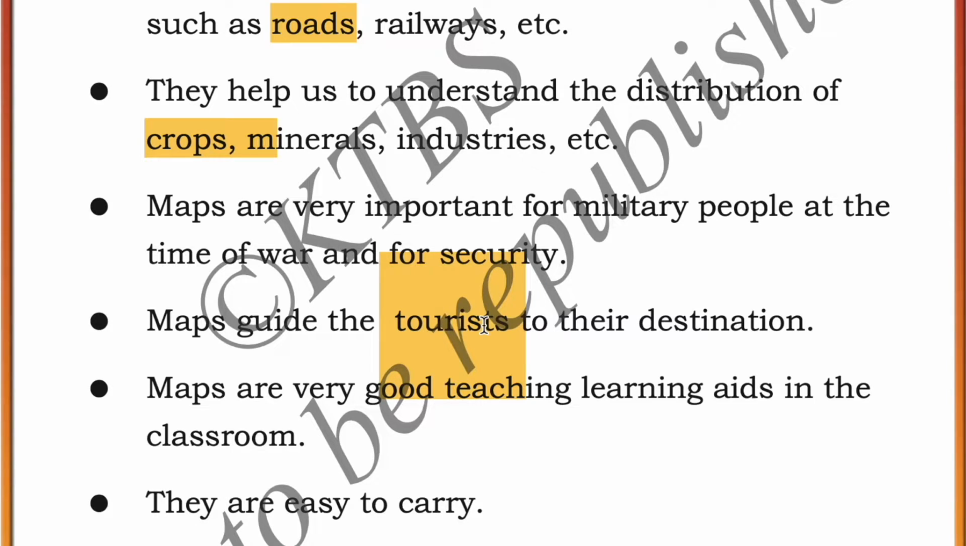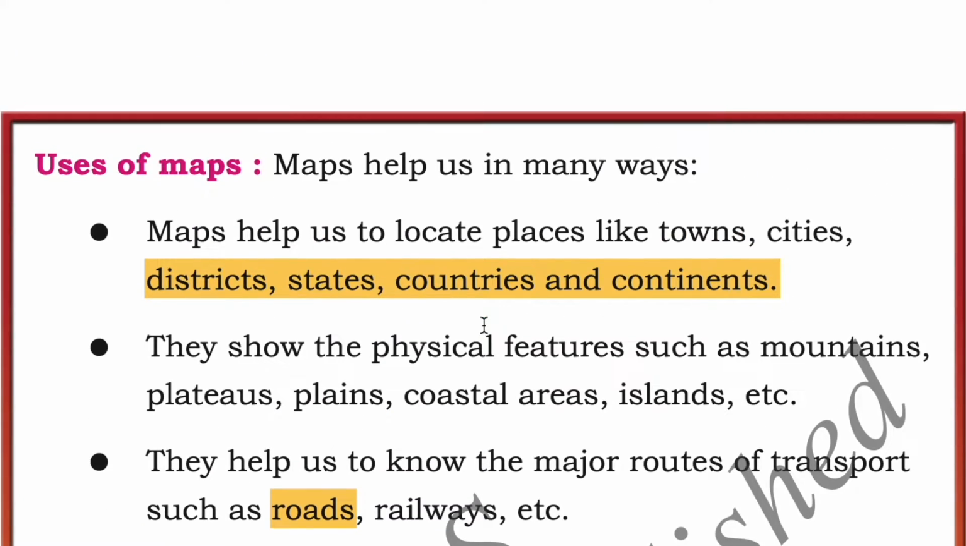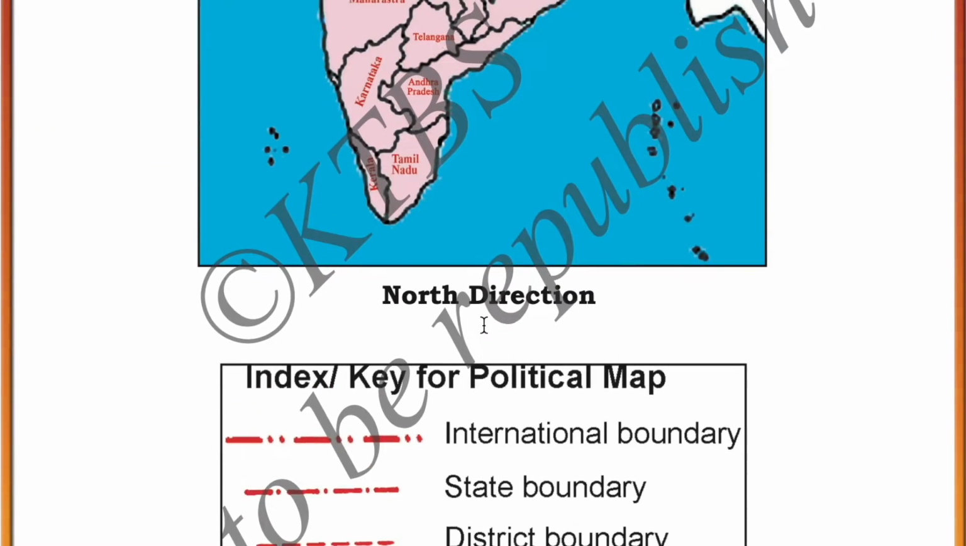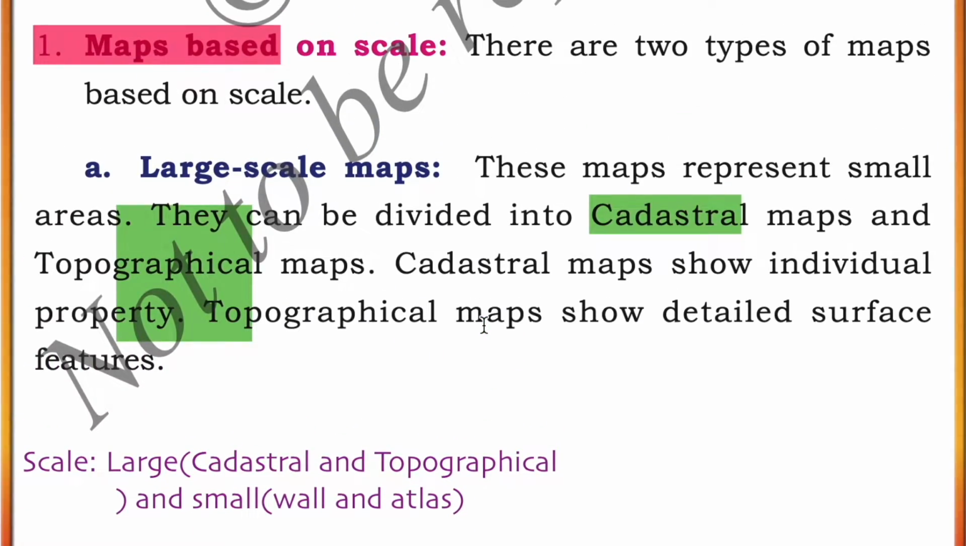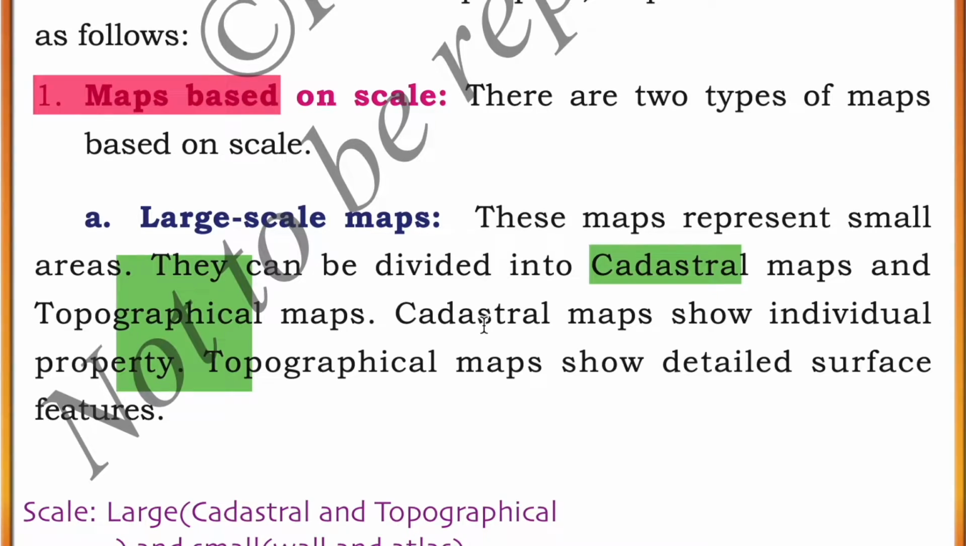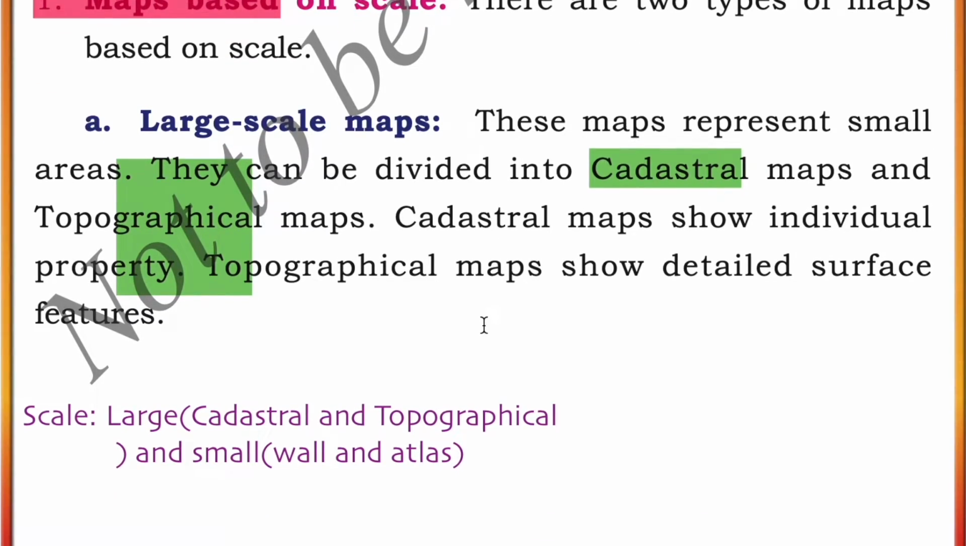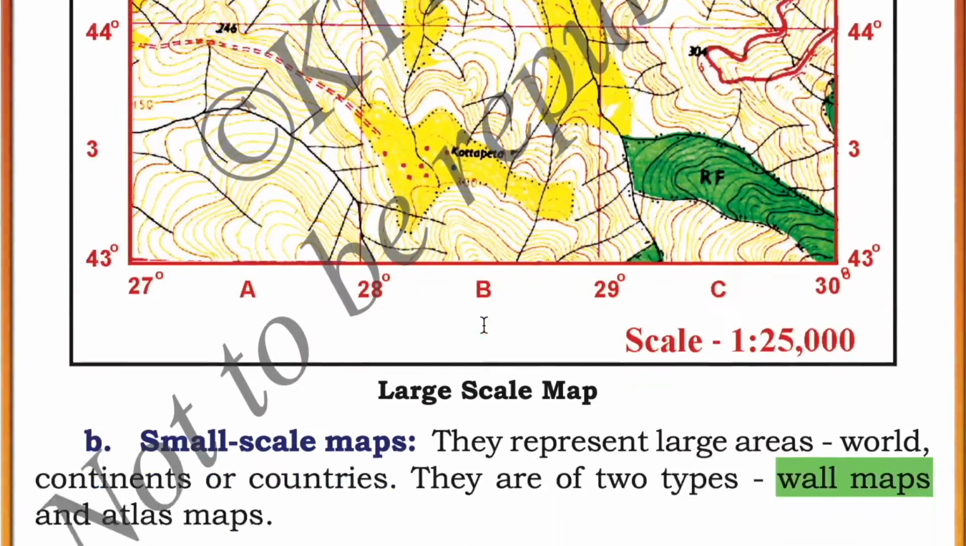Maps are very good teaching learning aids in the classroom. When it comes to developing a sense of direction and position, maps can be very helpful and they're also easy to carry. So, this is about maps. We learned a lot of things when it came to maps. First, we learned about the different types of classification of maps based on scale, based on purpose.